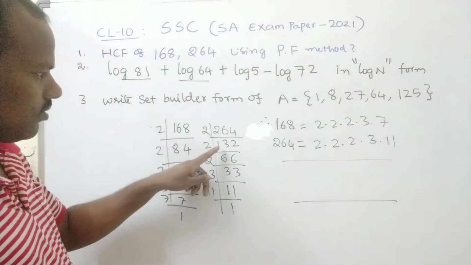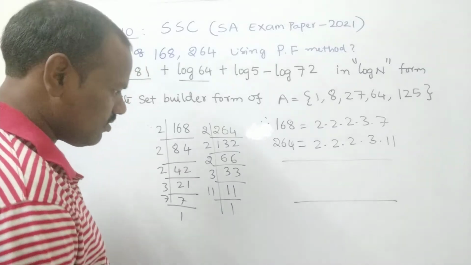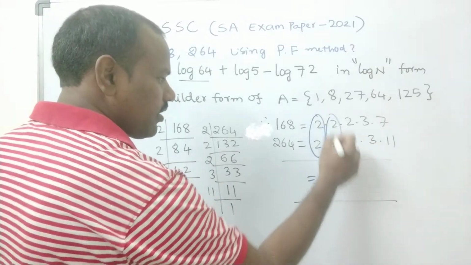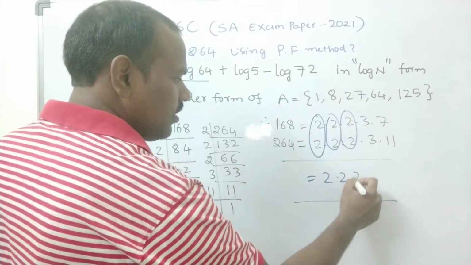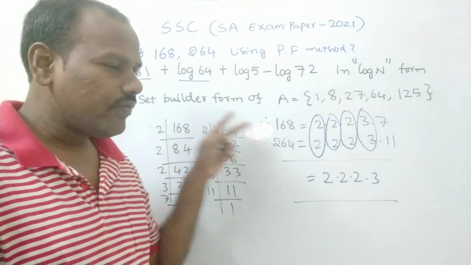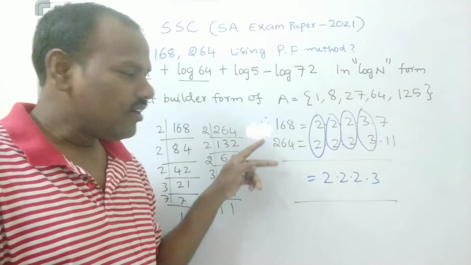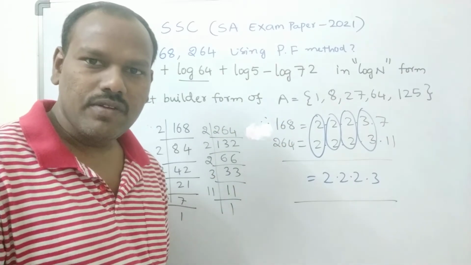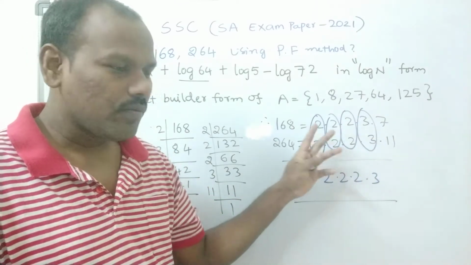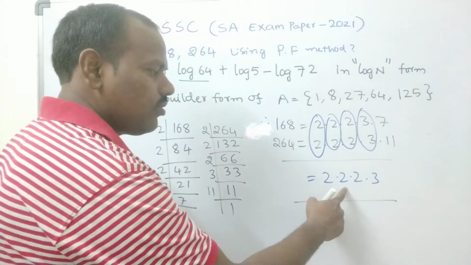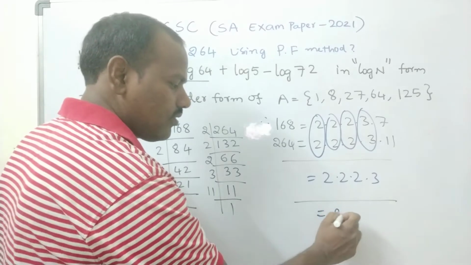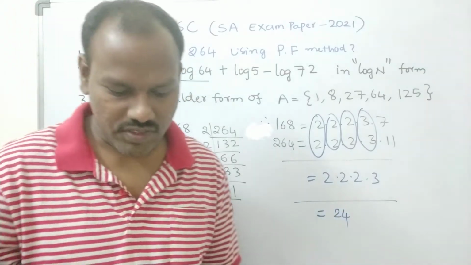Now we need to select the common factors here. 2 is the common factor, here also 2 is the common factor, and here 2 is the common factor, and here 3 is the common factor. A common factor should be there in both the first number and the second number; they are called common factors. As you see, only these are common factors. 7 is not common in both. So just multiply: 2 2s are 4, 4 2s are 8, 8 3s are 24. Therefore the HCF of the given numbers is equal to 24.